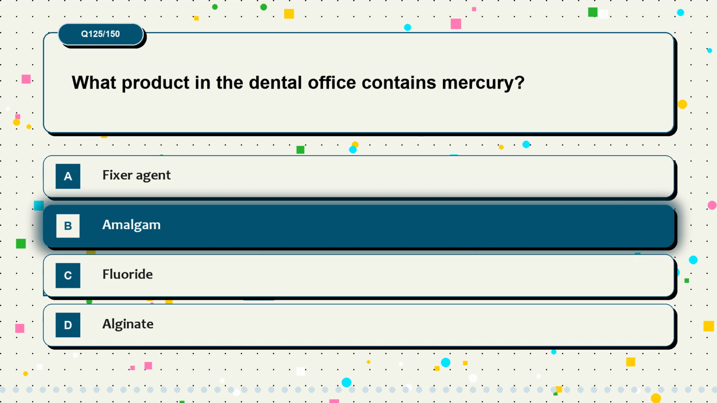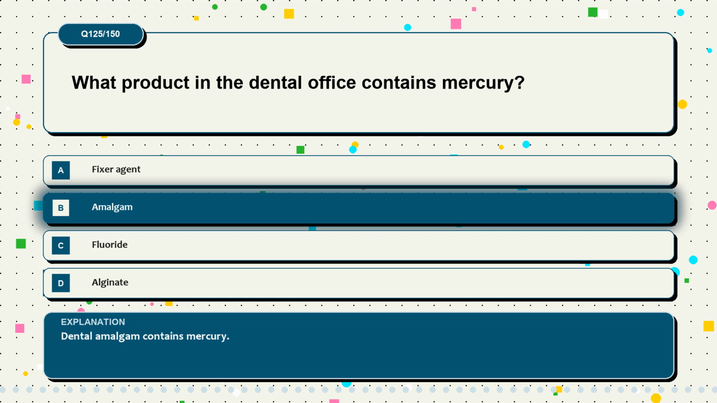The correct answer is option B, amalgam. Dental amalgam contains mercury.